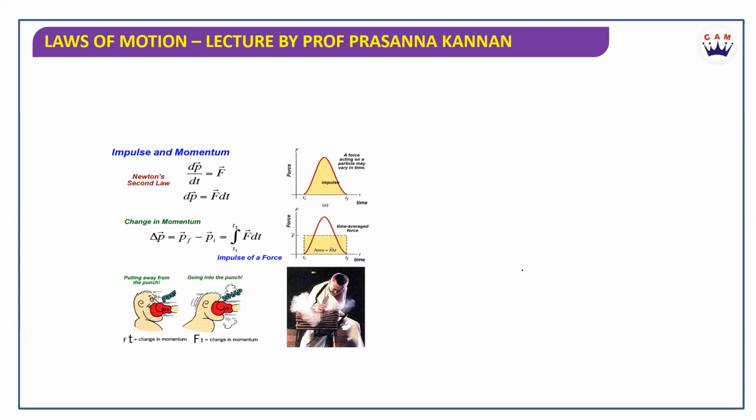So let me repeat again. F is equal to dp by dt. dp is equal to F dt. To get momentum, you need to integrate. Integration means nothing but area under the curve. That is going to give you change in momentum. Change in momentum is called what? Impulse. Impulse is also force into time. Okay, now what is the application of this?